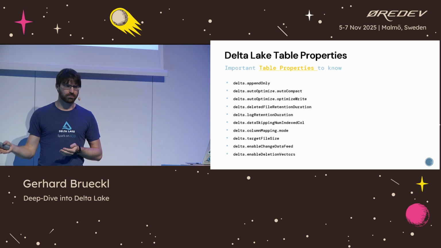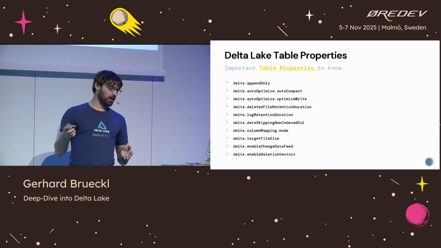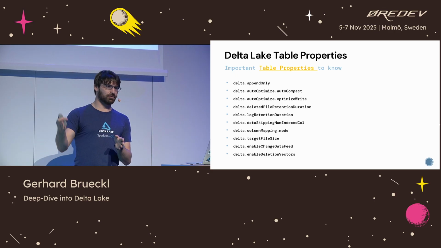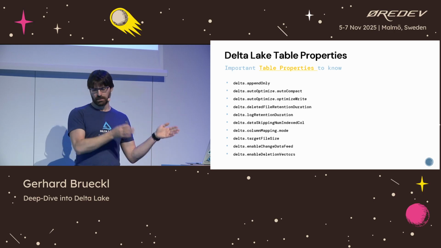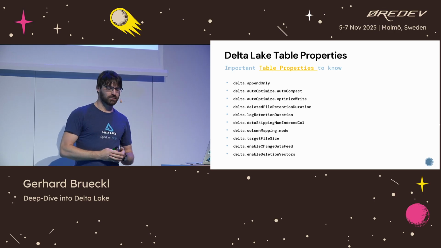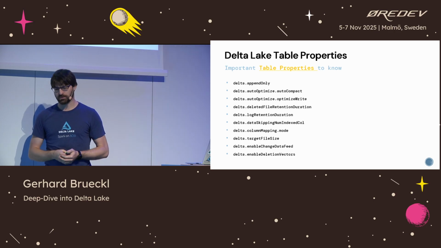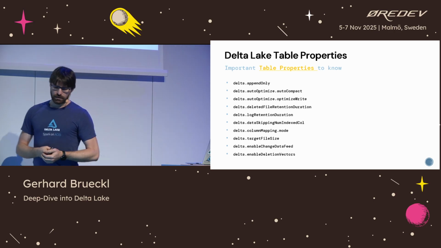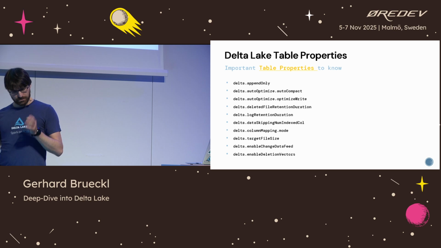File retention and log retention is basically how much data is retained when you run a vacuum. And the same applies for the log retention duration. So this allows you to control your time travel capabilities. Data skipping num index columns is a bit confusing.